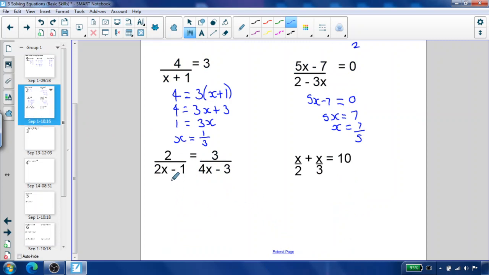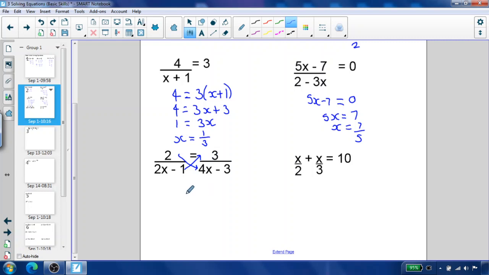Now, I've got two algebraic fractions over an equal sign. You may have seen questions like this, and you may be very familiar with the method. The method I'm going to use is called cross multiply, where you multiply this numerator by the denominator over there, and this by that.